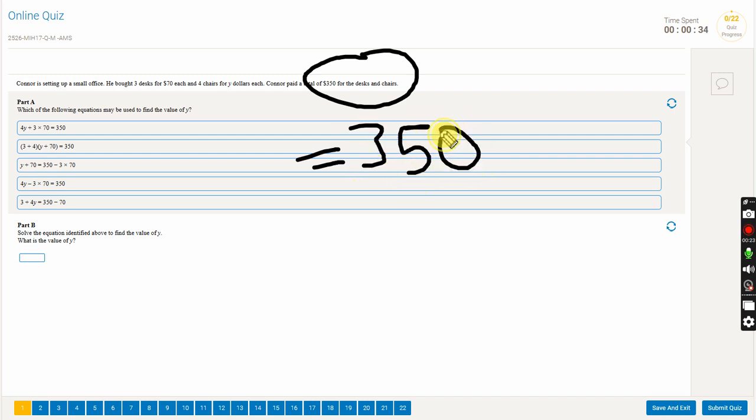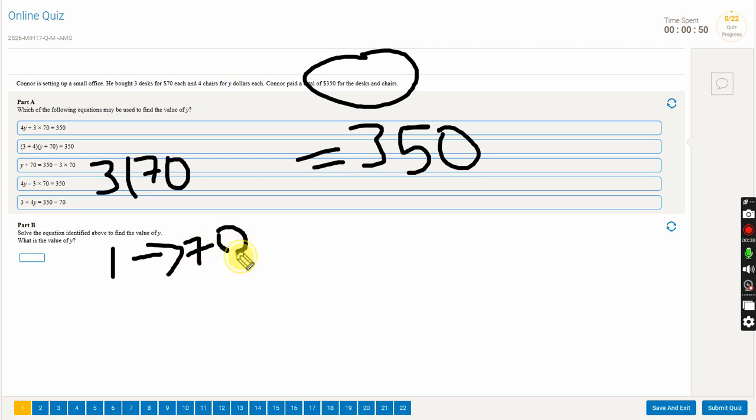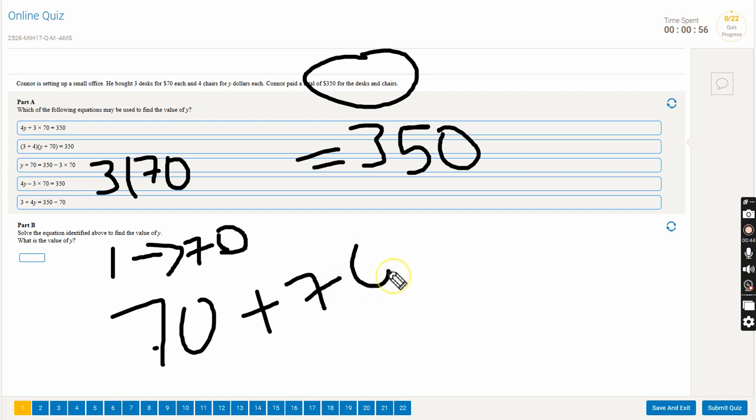Now let's look at the other details. He bought 3 desks for $70 each. So 3 times 70. Why am I saying 3 times 70? It's because one desk costs 70, right? So I directly just multiplied it. Rather than doing 70 plus 70 plus 70, you can just directly multiply it.